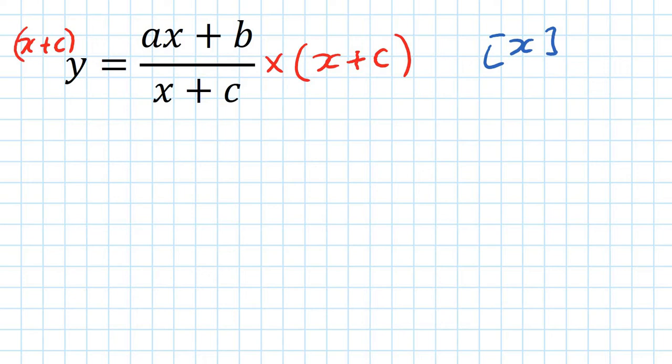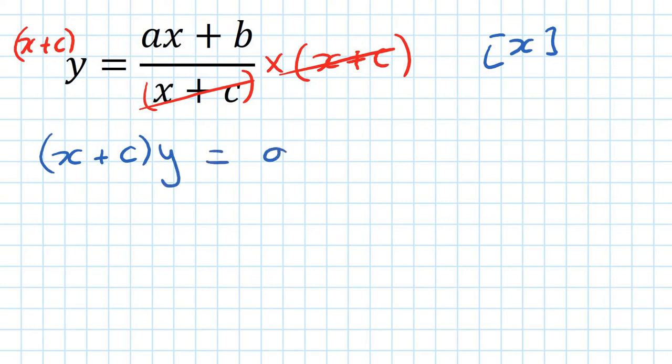See, open bracket. So this one cancels out. That's what that means. So now on the left, I have (x plus c) times y, which is equal to ax plus b. Now remember, I'm looking for x, so x is on both sides. So what I need to do is remove the bracket so I can put x on one side and everything else on the other side.